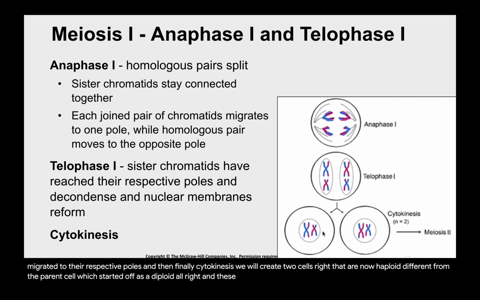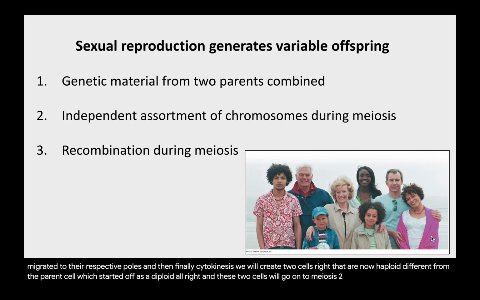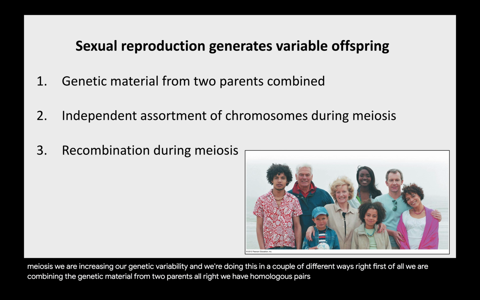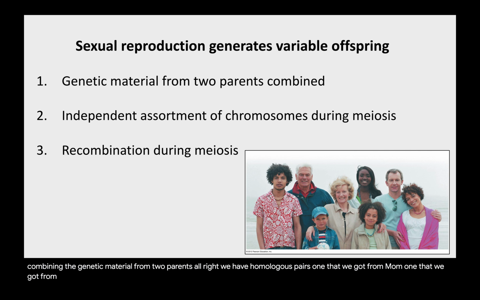And these 2 cells will go on to meiosis 2. So, again, big picture here, meiosis, we are increasing our genetic variability, and we're doing this in a couple of different ways. First of all, we are combining the genetic material from 2 parents. We have homologous pairs, one that we got from mom, one that we got from dad. We're combining that genetic material together.